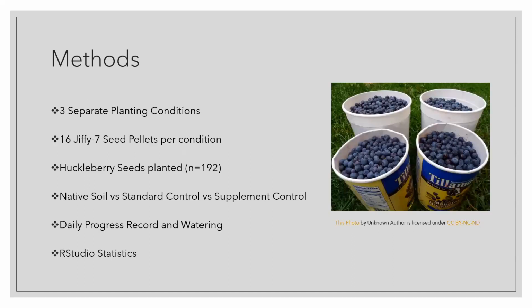Anyway, in my methods, I had 3 separate planting conditions: the native soil, the standard Jiffy pellets, and the Jiffy pellets with the additive. I still used the pellets for the native soil, but I dug all the peat moss out and put the native soil in. And I planted 192 huckleberry seeds, which actually wasn't even a lot, since there are so many seeds in huckleberries.